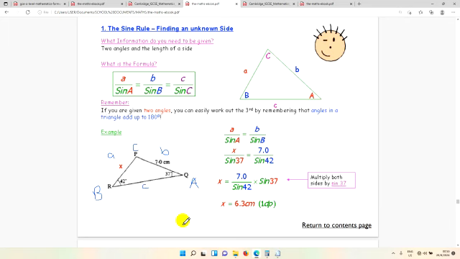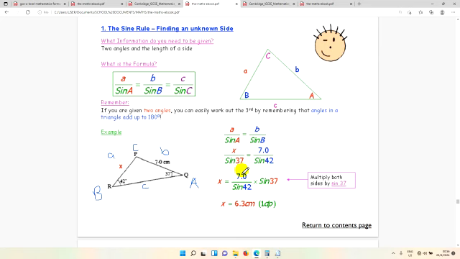Right. So the length of our unknown side will be our a. So we are going to have x over sine 37, which equals 7 over sine 42, and then you multiply both sides by sine 37, and we'll get x equals 7 times sine 37 over sine 42. Please take note of this.